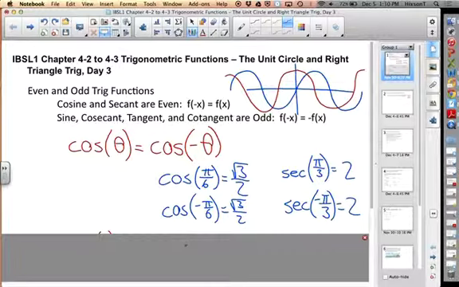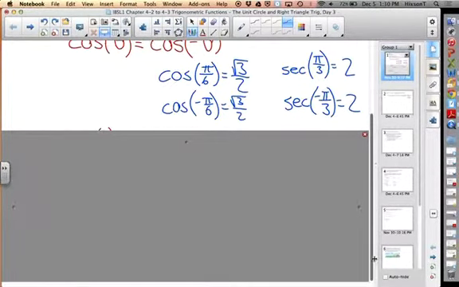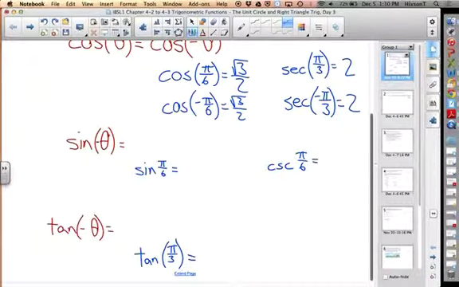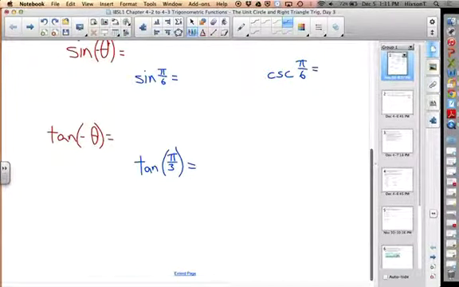Okay, so notice for cosine and secant, it doesn't matter what sign the angle has, your value is going to be the same. Now, for sine and tangent, that's not the case. Alright, let's look at some of these down here.